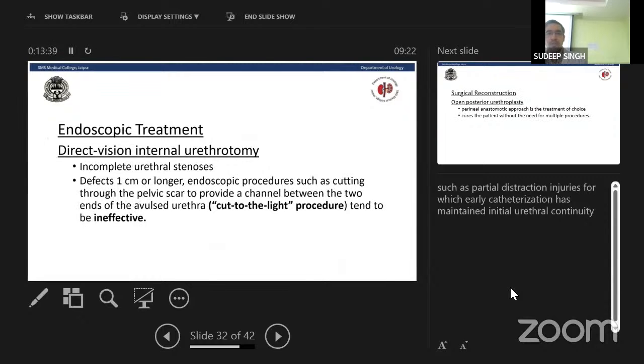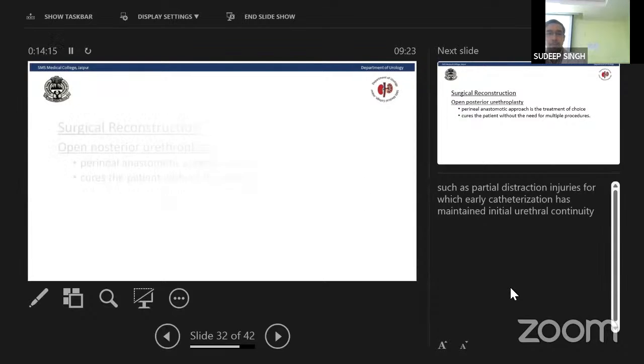Some urologists go for endoscopic treatment, like direct vision internal urethrotomy. It is done in case of incomplete urethral stenosis, like partial distraction injuries, for which early catheterization has maintained the initial urethral continuity. But this is not very effective in defects 1 centimeter or longer. The endoscopic procedure of cutting through the pelvic scar to provide a channel between the 2 ends of the avulsed urethra is called the cut to the light procedure. It has been done, but the analyses, meta-analyses, and research have shown that it is ineffective.